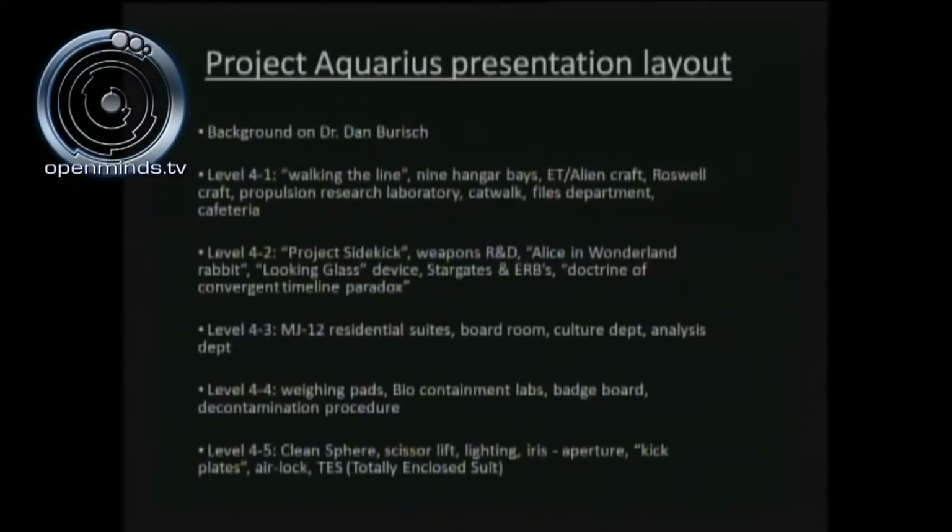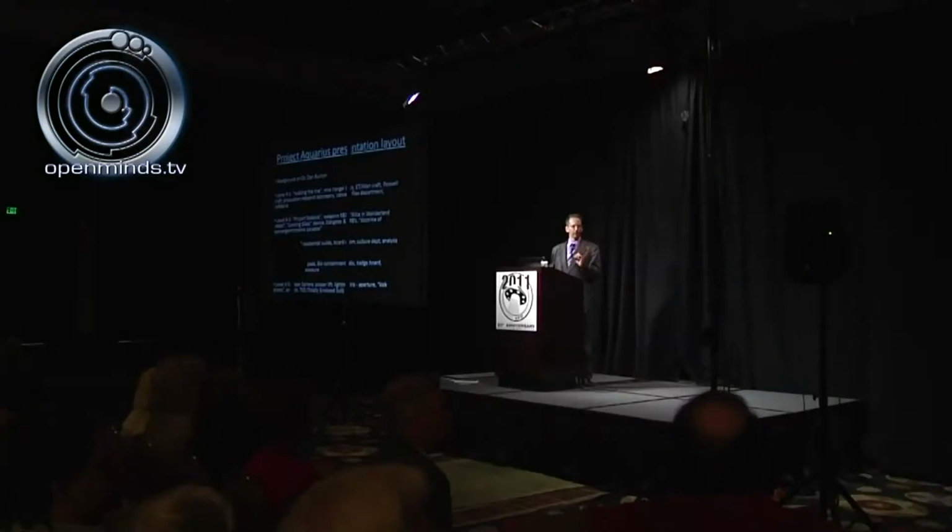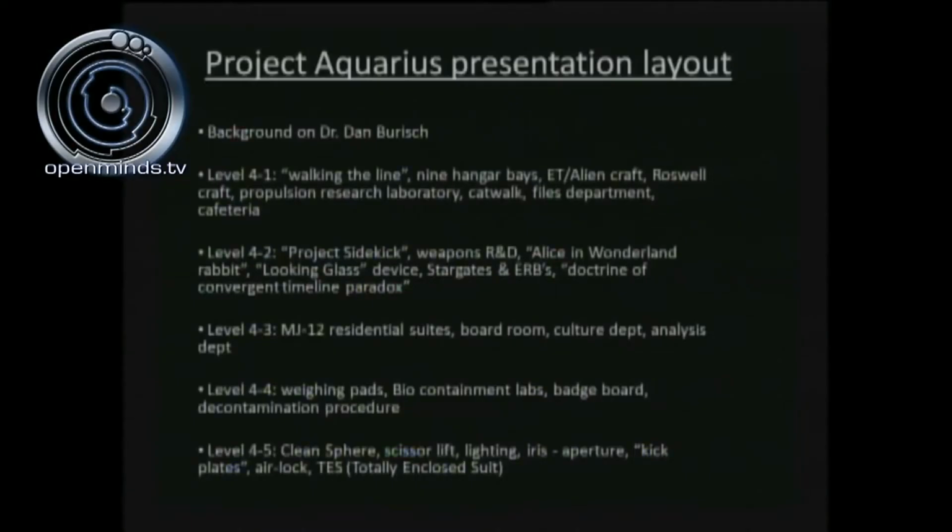Now this is the breakdown of what we'll be talking about today. I'll give you a background of Dr. Dan Burish. We'll be discussing level 4-1. We'll be talking about walking the line, and we'll describe what that actually means, what it pertains to. I'm going to give you a virtual blueprint floor-by-floor walkthrough of the 9 hangar bays and all the way through the facility. We'll consider the extraterrestrial and alien craft because there is a difference. We'll talk about the Roswell craft. We'll talk about the propulsion research laboratory at S4. We'll consider the catwalk, the files department, and the cafeteria.